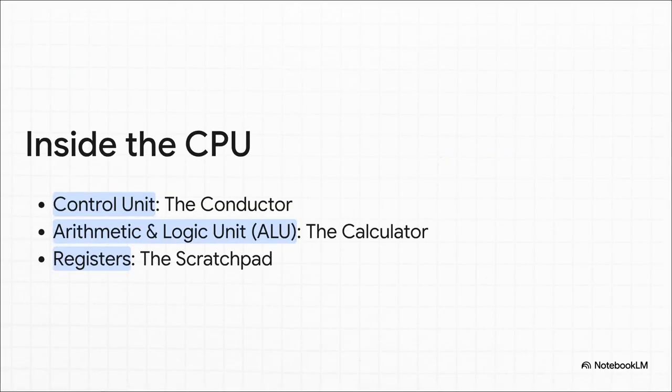So if we look inside the brain itself, we find its own little specialized components. There's a control unit, which, like we said before, acts as the orchestra conductor, telling everyone what to do and when. Then there's the arithmetic and logic unit, or ALU. That's the powerful calculator that does all the actual math and makes logical decisions. And finally, we have registers. Think of these as a tiny, super fast little scratch pad that the CPU uses to hold the data it's working with at that very moment.